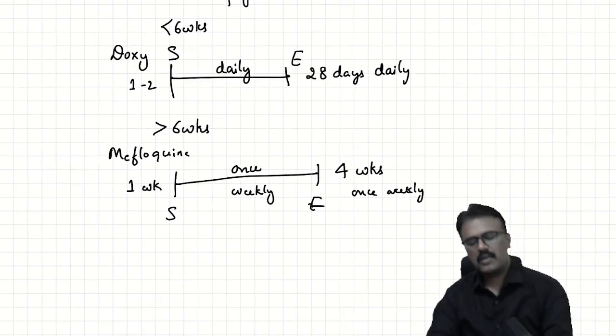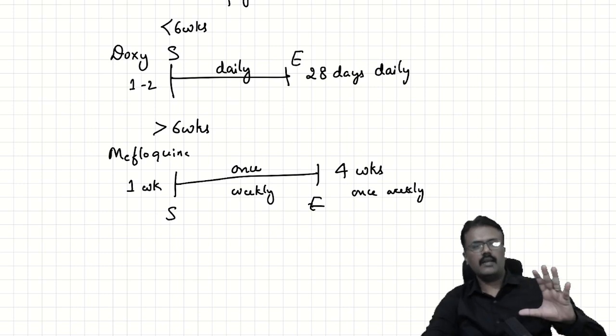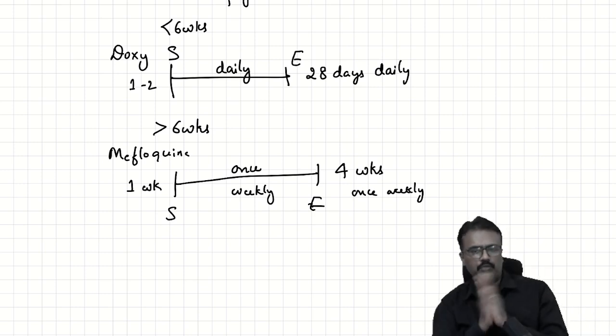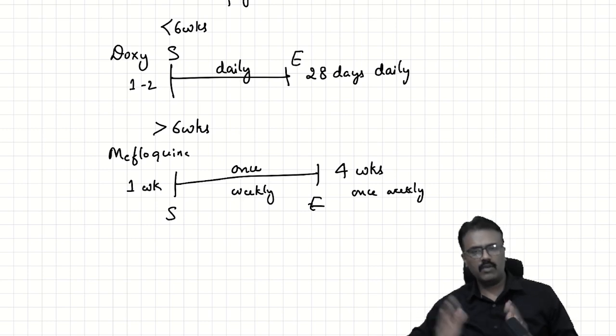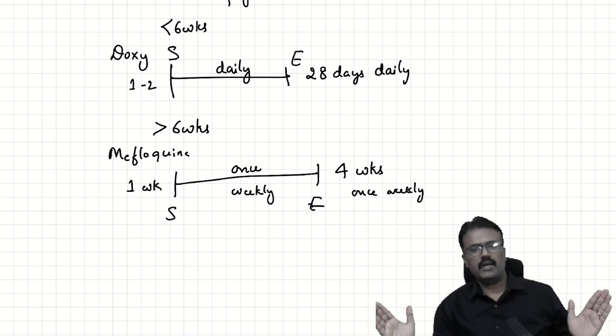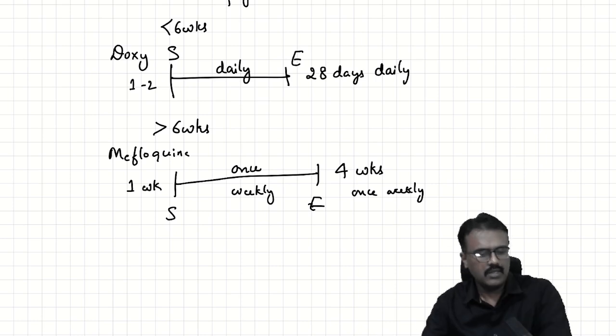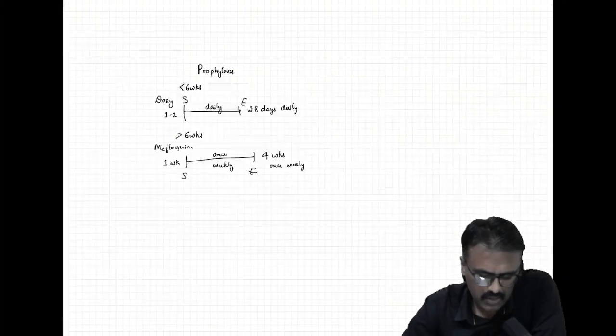So 2 drugs are given for prophylaxis. Doxycycline, daily it has to be taken 1 to 2 days before the journey, during the journey, and 28 days after coming back. Mefloquine, once weekly, take 1 week before the journey, every week in the travel, and 4 weeks afterwards. So if you know this basic, come back to the question.